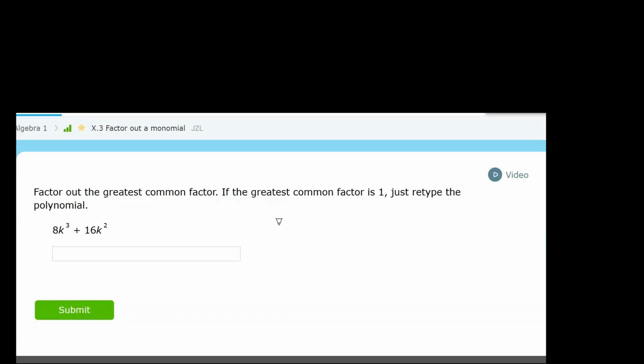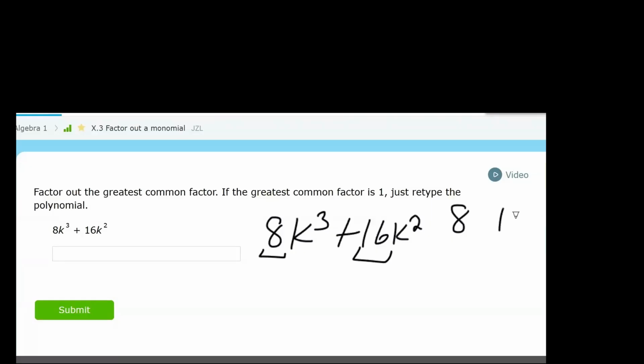Here's another problem. This time we have 8k to the third power plus 16k squared. Again, we're going to identify our greatest common factor first. So here, our number component, we have 8 and 16. 8 can be broken down to 4 times 2. 4 can be further broken down to 2 times 2. 16 can be broken down into 8 times 2. The 8 can be broken down into 4 times 2, and the 4 can be further broken down into 2 times 2.